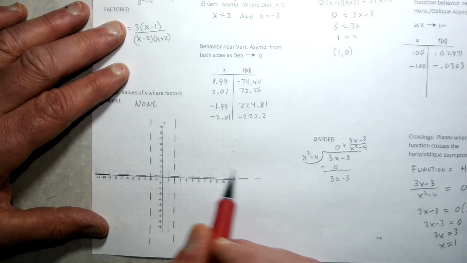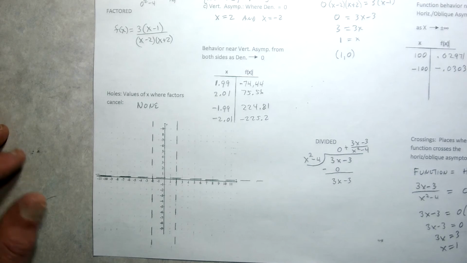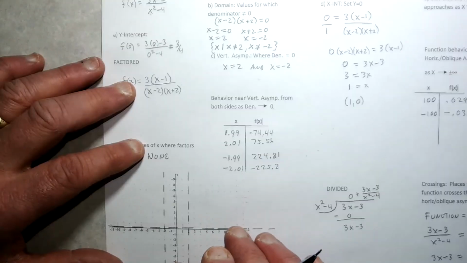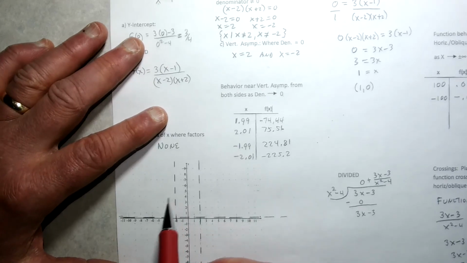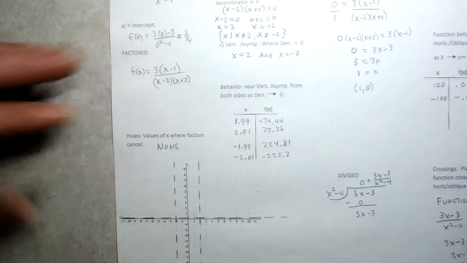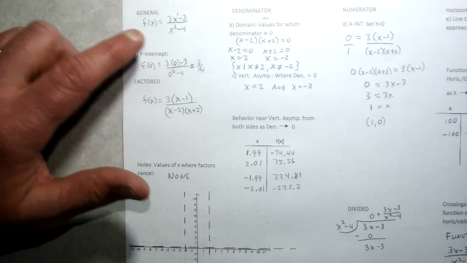So that's what we're expecting when we get to the video of actually graphing this function. But for right now, this is all we need. We have just finished the vertical and horizontal asymptotes of a proper rational function.